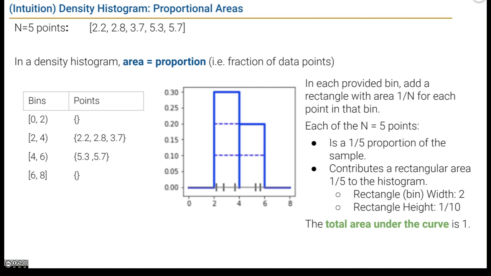So if I know each rectangle itself is representing 1 point, it needs to have an area of 1/5, and I already know that the bin width is 2. That tells me that the height for each rectangle is going to be 1/10. If I scale them this way, this becomes a density here. So a proportion of data points per unit X. And therefore, the total area under the curve is 1, and the area of a given rectangle represents the proportion of data points that fall there.